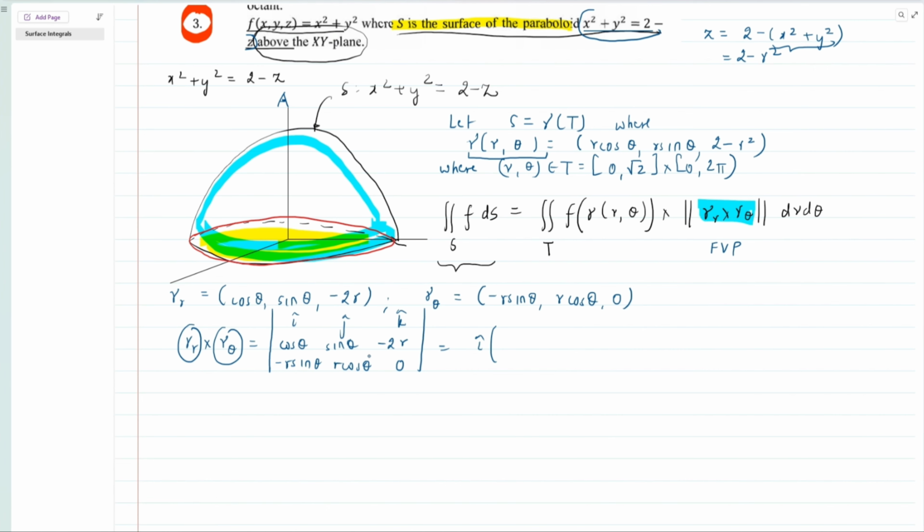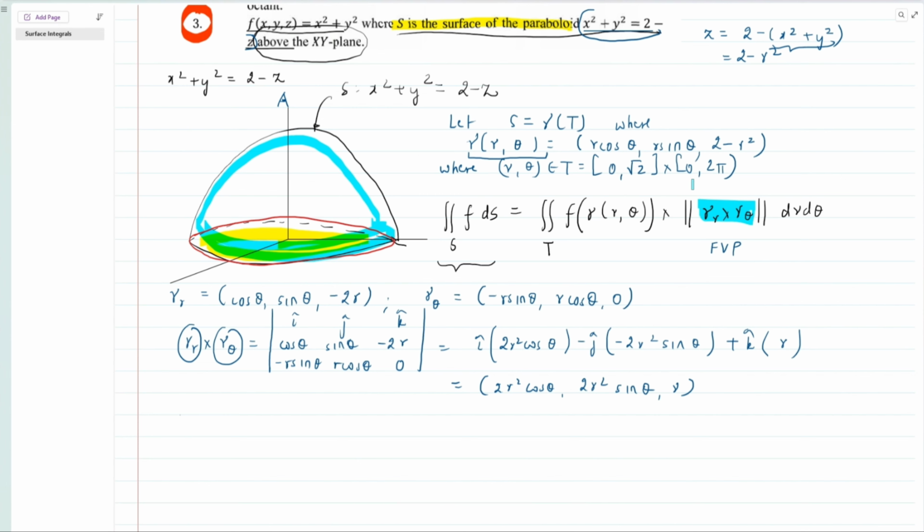For the i component, we will have 2r square cos theta, then negative j. For the j component, we will have negative 2r square sine theta, and lastly, plus k. For that, we will have r cos square theta plus r sine square theta, so that reduces to k r. This is as simple as 2r square cos theta. Then we could adjust the negative sign for the y ordinate, so that's 2r square sine theta and then r. So this is the normal or the fundamental vector product.